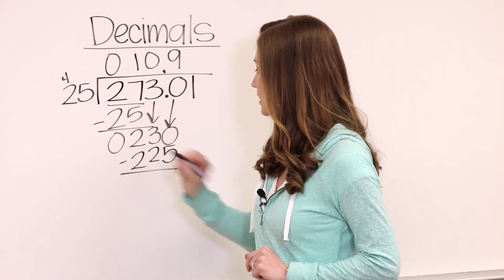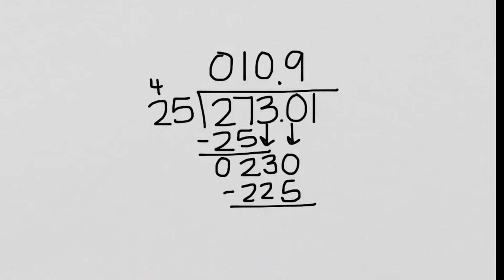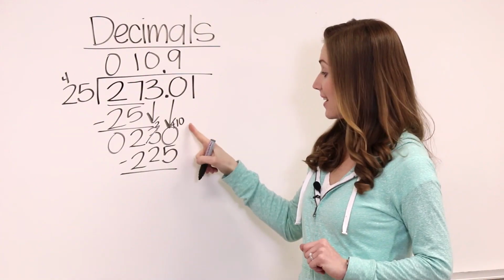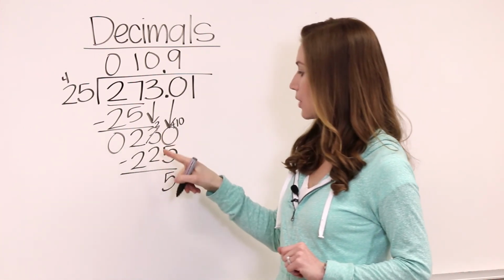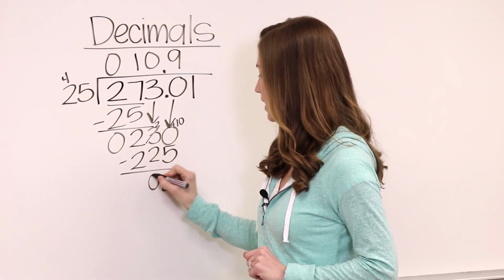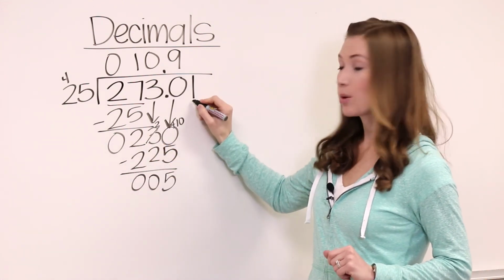Let's subtract. We have 0 minus 5. We can't do that, so we need to borrow from the 3. It becomes a 2, and we add 10 to our 0. 10 minus 5 is 5. 2 minus 2 is 0, and 2 minus 2 is 0. Now we'll bring down our 1.